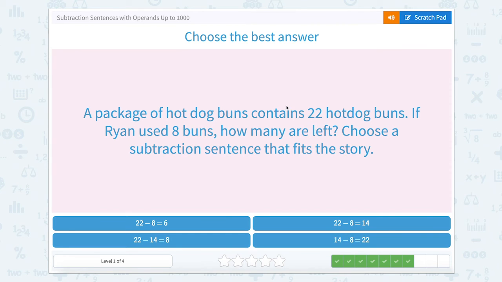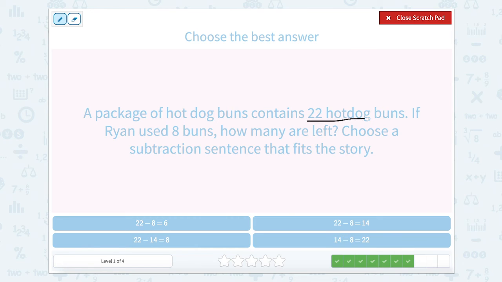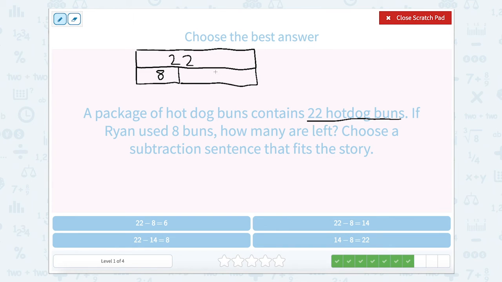Super job. A package of hot dog buns contains 22 hot dog buns. If Ryan used 8 buns, how many are left? Choose a subtraction sentence that fits the story. Well, let's look at how many hot dog buns Ryan started with. Well, he bought a big package of hot dog buns. So I'm going to draw that tape diagram to show that package of hot dog buns. And there were 22 in there. And then Ryan used 8 of them. So about that much. How many hot dog buns are left?